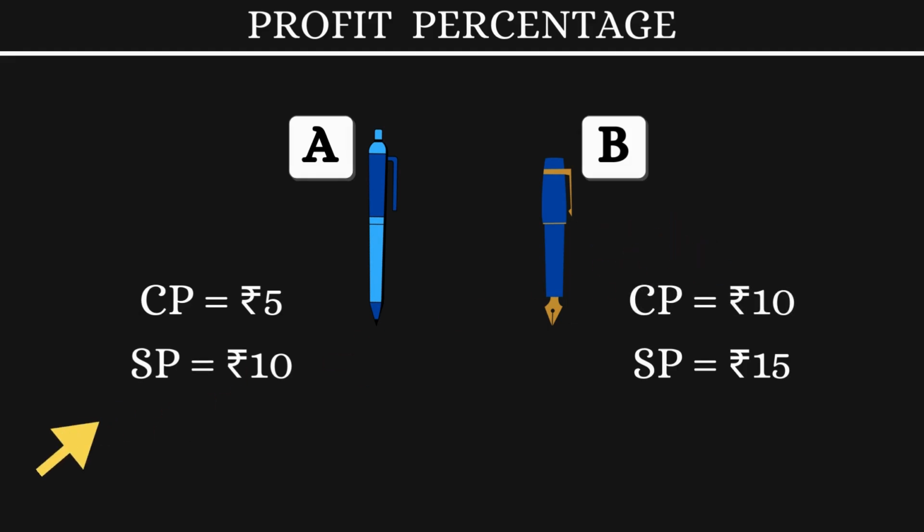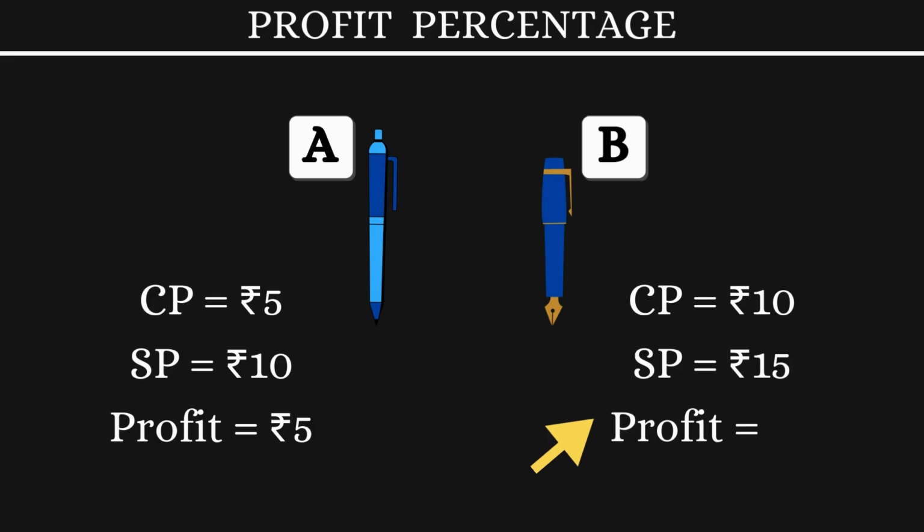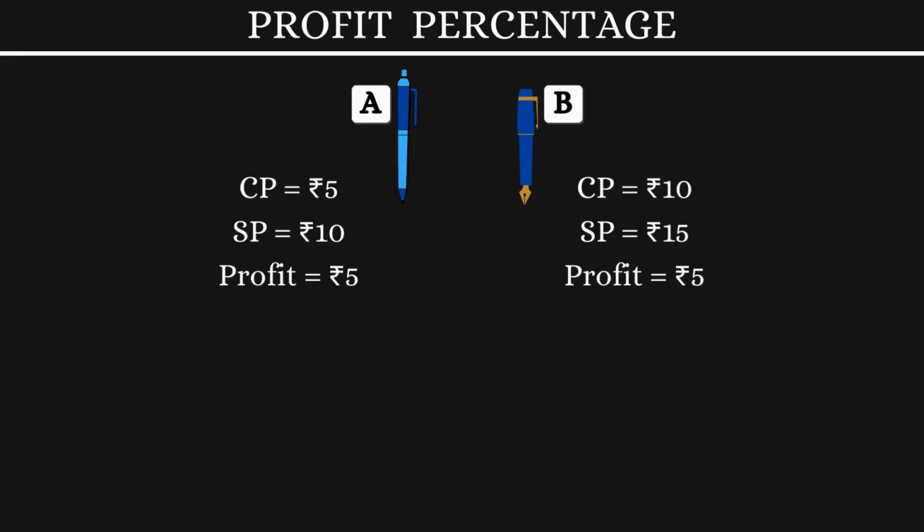So in the first case, the profit is 10 minus 5, which is 5 rupees. And in the second case, the profit is 15 minus 10, which is again 5 rupees. So the profit in both these cases is the same. Now let's get to profit percentage. We know that percent means for every 100.